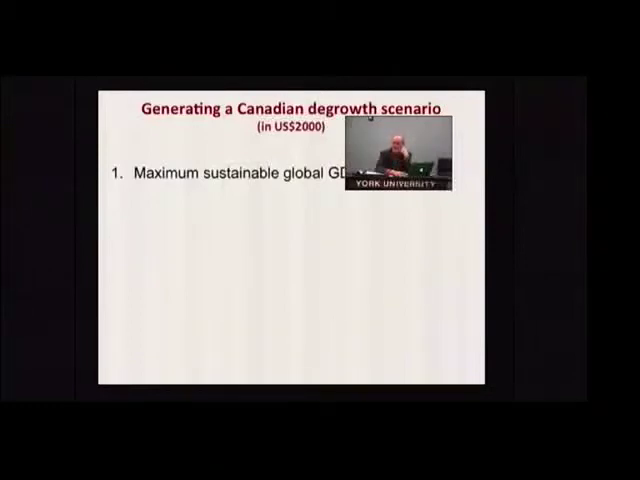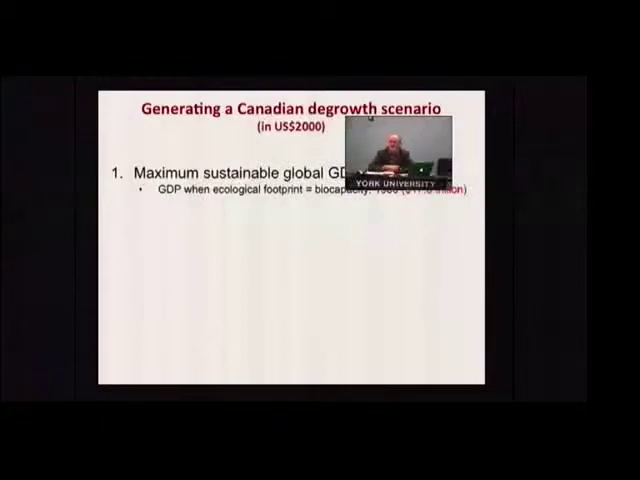I continue to work with GDP because it's the main measure of economic activity we have, but not necessarily an ideal one. And I said, well, what would a sustainable global GDP look like? And then work from there to what should Canada's GDP be if we have degrown to a position where we could say we're now taking a fair share of the world's resources.